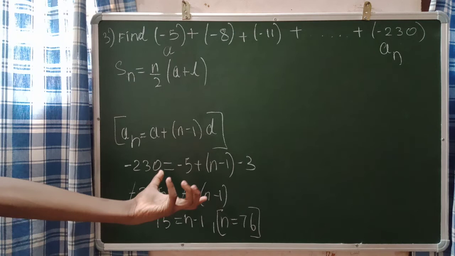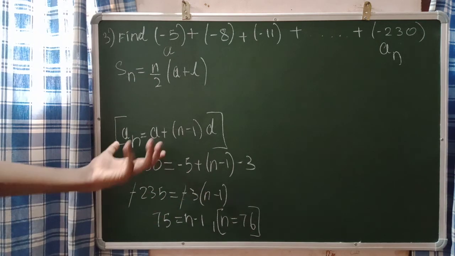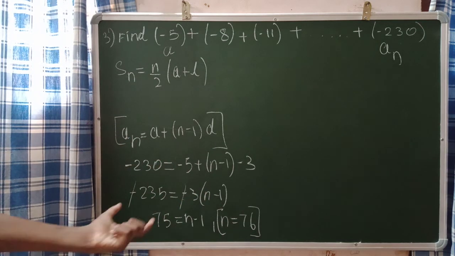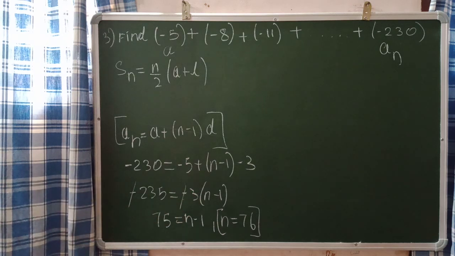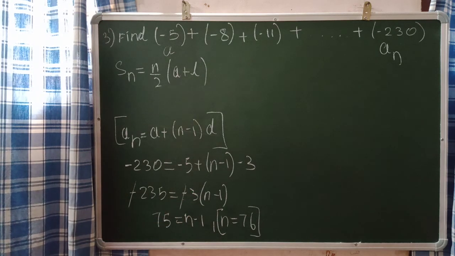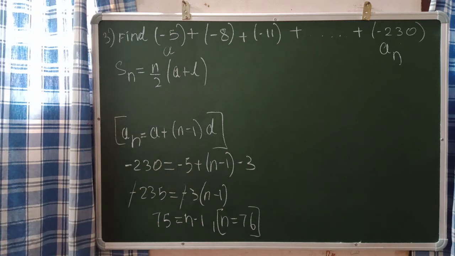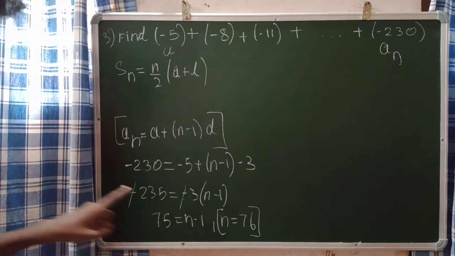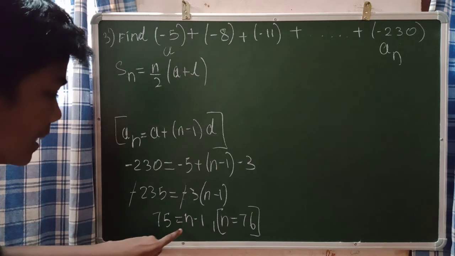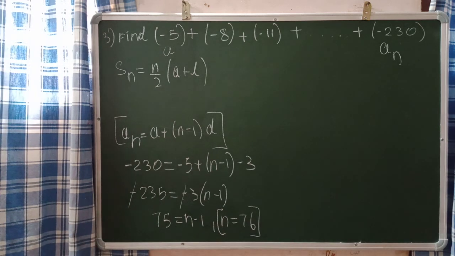Just try to solve this simple equation, guys, using the general term formula. When you take minus 5 to the LHS, you will get minus 235 is equal to minus 3 into n minus 1. Then I cancel out this minus and minus. Finally, when you divide by 3 on both sides of the equation, you will get 75 is equal to n minus 1. So then your n is equal to 76. We have found the number of terms is equal to 76.